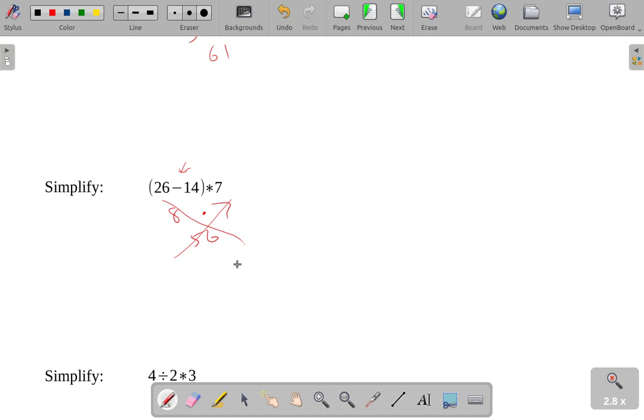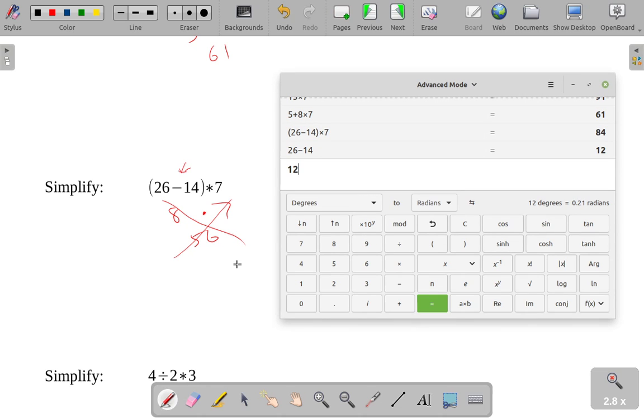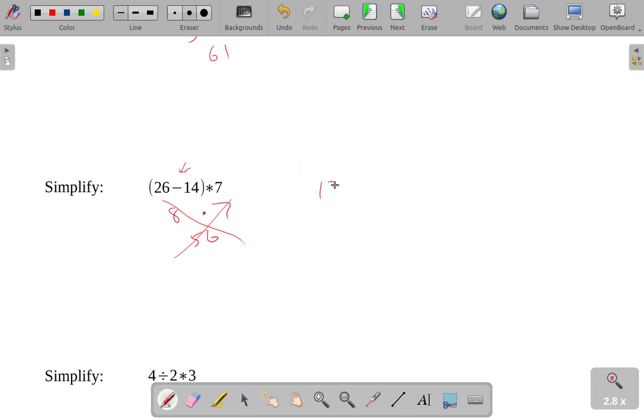Making mistakes is not necessarily a bad thing. What is a bad thing is not catching those mistakes. So that's why, when I'm doing these, you'll often see me doing them multiple times. It's not necessarily just to reiterate things for you, but also just as much to check my own work. So we're starting out with 26 minus 14 times 7. The 26 minus 14 becomes a 12, and we get 12 times 7.